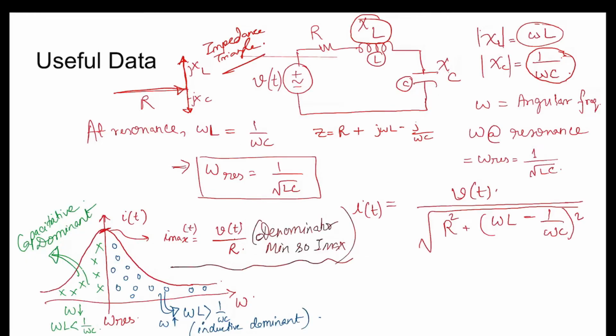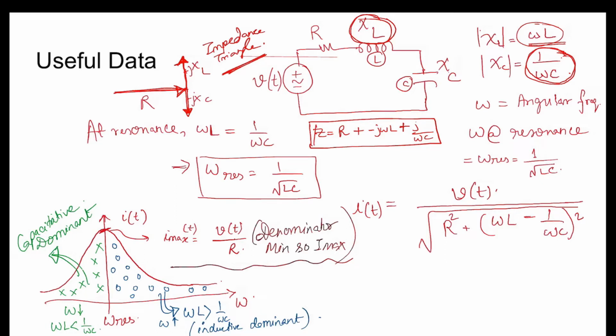The useful data that will be needed to solve this problem is that the impedance offered by the inductor is XL, which is omega L in magnitude, and the capacitor offers an impedance of 1 by omega C, where C is the value of the capacitor. If you see the impedance triangle, R is real, the inductor offers XL impedance in the plus j direction and the capacitor in the minus j direction. So the net impedance Z will be R plus j omega L minus j by omega C.